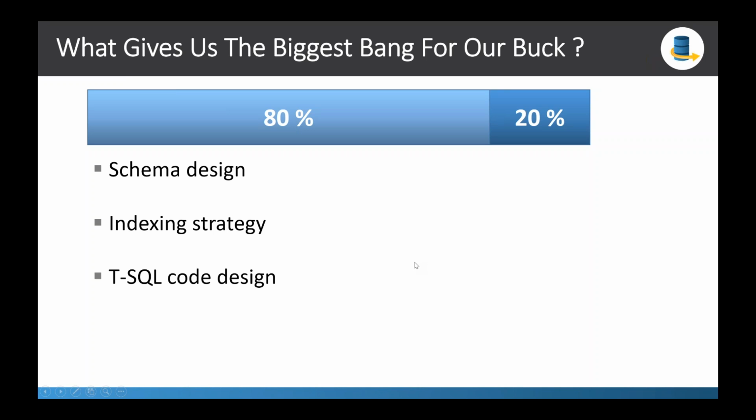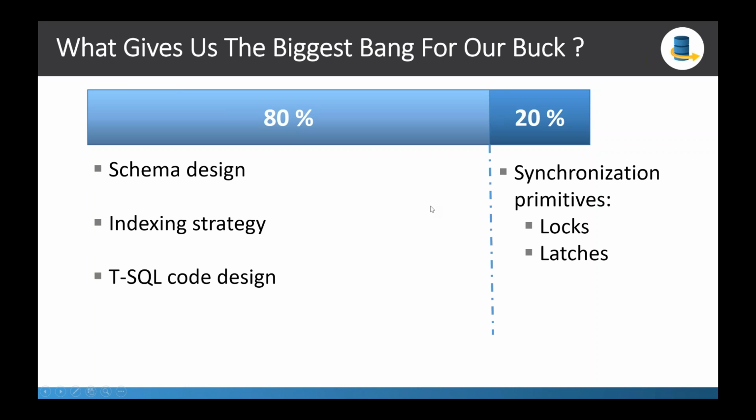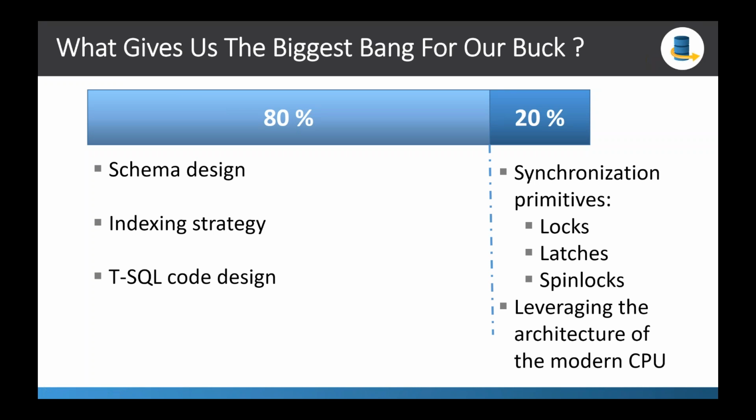Okay, so once you've got all that stuff sorted out, what you're typically going to run into are things around synchronization primitives. So we're talking about locks, latches, and spinlocks. And finally, it's something I've talked about and presented on: if you're pushing the database engine particularly hard and in specific ways, there are aspects of the CPU architecture which you'll see through the behaviour of the database engine. So I'll give some examples.